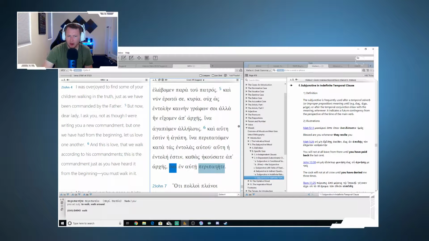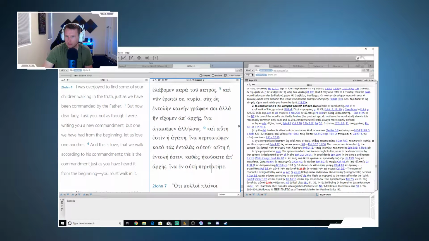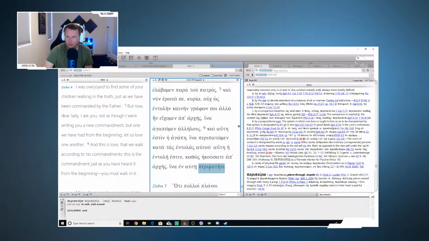Wonder why the NRSV uses "you must walk in it." There's no indication that second person plural subjunctive would be by a prepositional expression. The sphere in which one lives or ought to live so as to be characterized by that sphere is designated by en. That doesn't help at all.